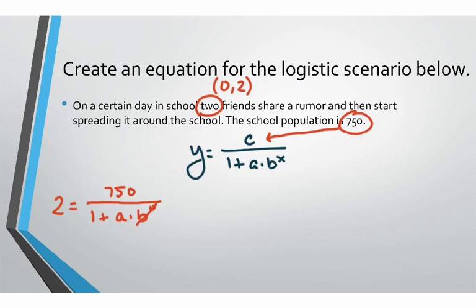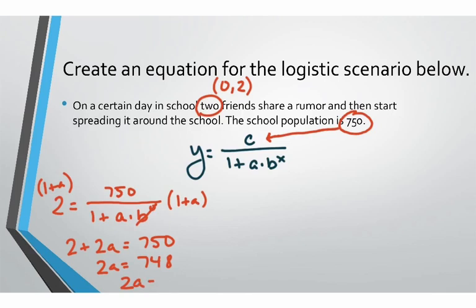So basically what I need to figure out is what a has to be. Let's multiply both sides by 1 plus a. So we have 2 plus 2a equals 750. So 2a is going to be 748. We divide by 2 and we get 374, I do believe. So a is 374. If I divided correctly, and I think I did, that's what a has to be.